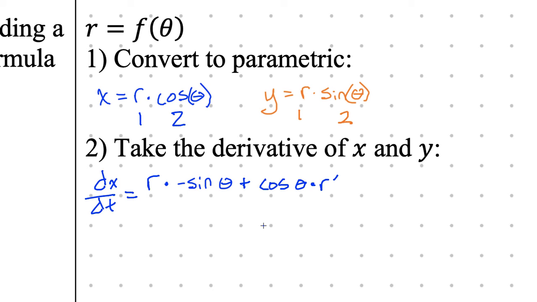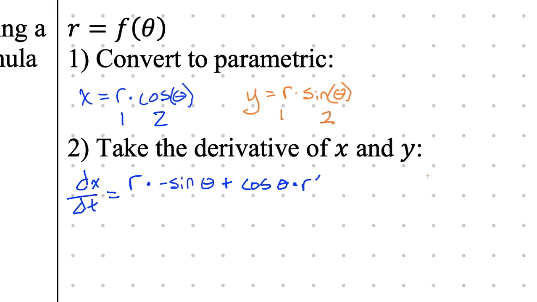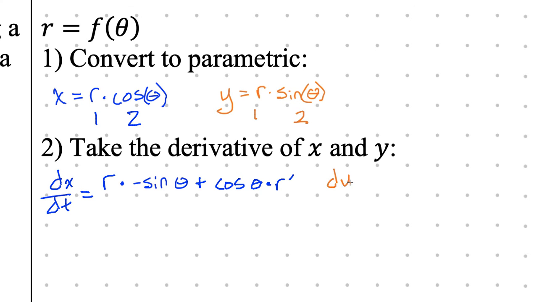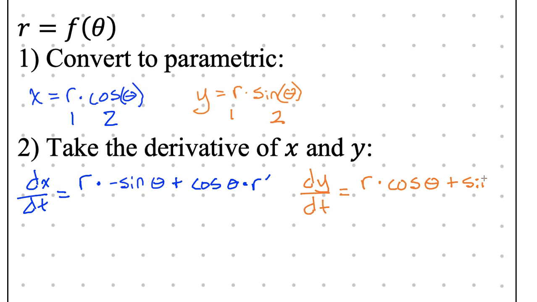Woohoo! We found the derivative of x. Someone else do the derivative of y. Get some more participation in here. dy/dt, go for it, Gio. 1 times cosine. d2, good, keep going. Sine. Negative sine, actually. I think it's still sine because it's just 2, right? You just rewrite 2. And then d1, r prime. r prime. There it is.